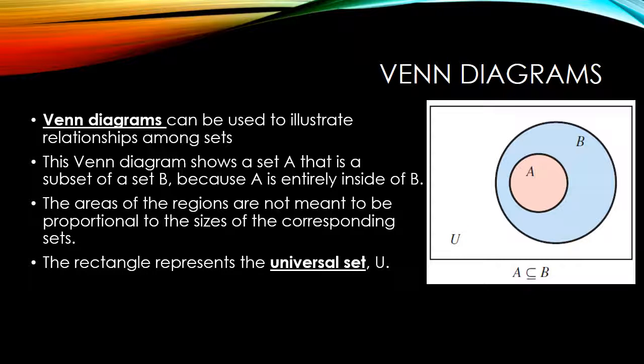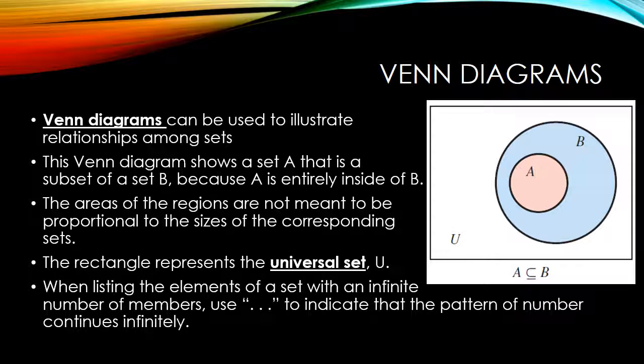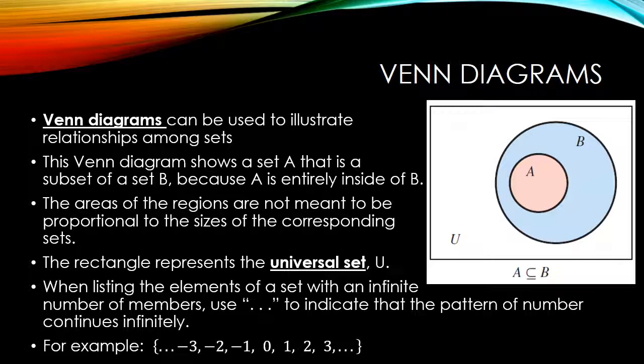The rectangle surrounding the circles represents the universal set U. A little side note: when you're listing the elements of a set with an infinite number of members, you use the 3 dots, or the ellipses, to indicate that the pattern of numbers continues infinitely. For example, when we want to indicate the set of integers, this is how we'll often list it.